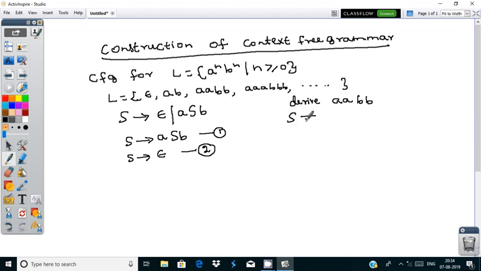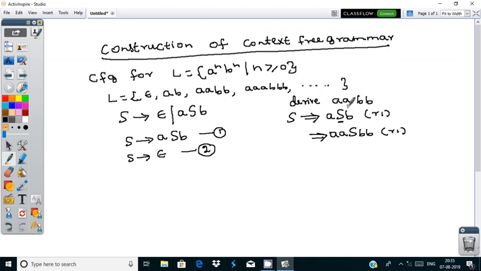Now S derives as aSb. This falls under rule number 1. Now you have one a and one b, but you have to get one more a and one more b. So again you cannot apply rule number 2. You have to apply rule number 1 because this S has to be derived further. That means this S has to be replaced once again by aSb. So if we replace that, it can be derived as aaSbb. Again this applies rule number 1.